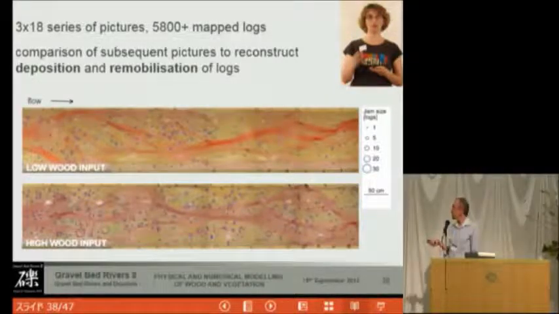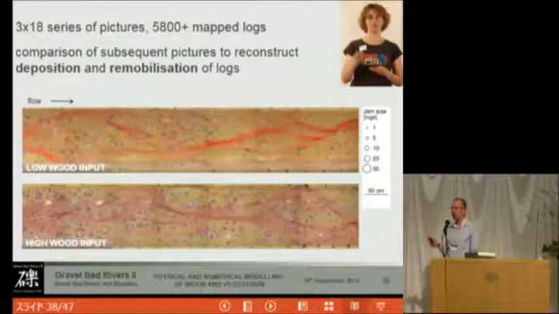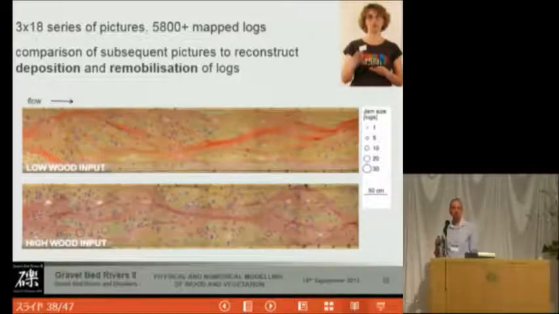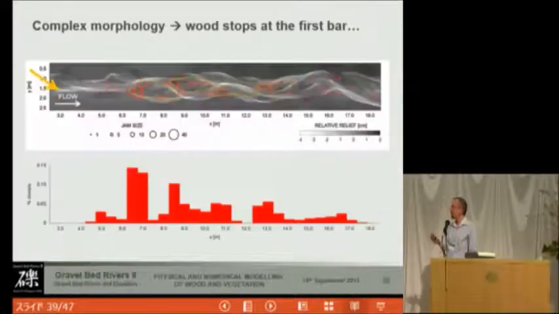You see all these small points, these are single logs. So in this case, wood is deposited mainly as single logs or small groups. This is because the system is very dynamic, so bars are changing position very rapidly. And anyway, the wood doesn't travel fast. Another result that we found from these experiments is that wood stops at the first bar. As a colleague of mine said, it's like researchers, they stop at the first bar.